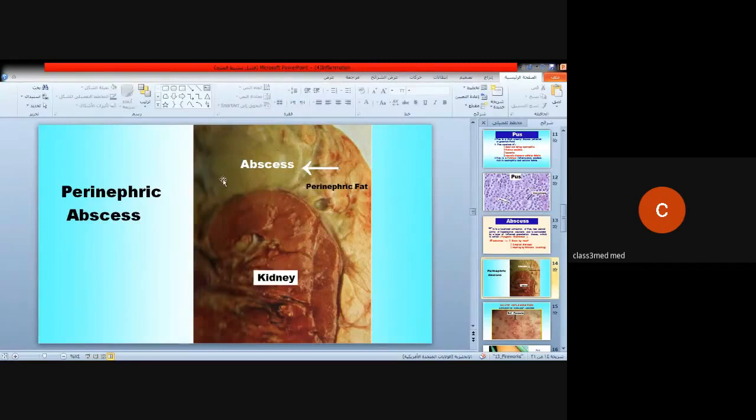At the upper wall of the kidney, this is a greenish material. You see, this is a greenish material. So this is a perinephric abscess, a localized collection of pus in the perinephric fat, as a complication of acute bacterial infection of the kidney, which is called acute pyelonephritis. Acute pyelonephritis is acute inflammation of the renal pelvis, calyces, and renal tissue.